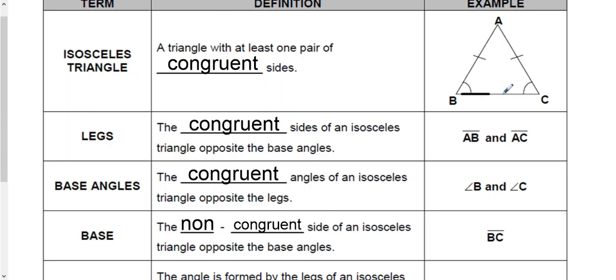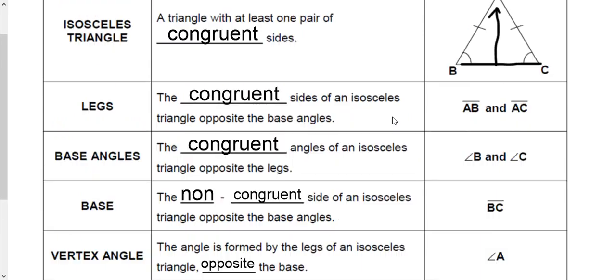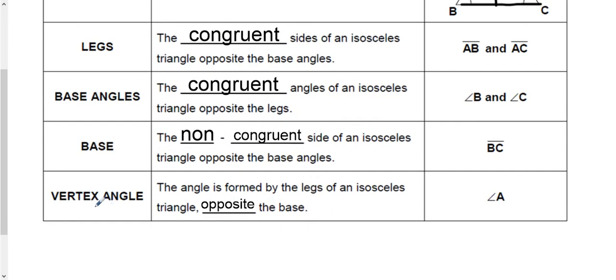Here's our base down here. So the angle opposite is up here, angle A. So there's a few terms, pieces, parts of an isosceles triangle.